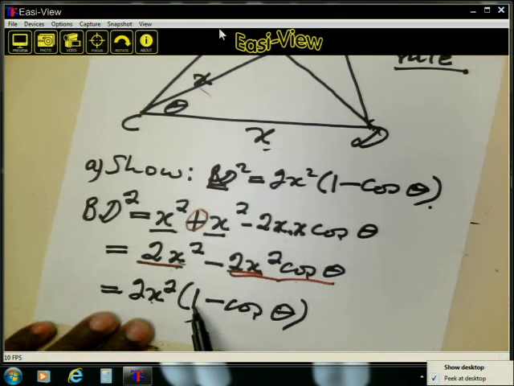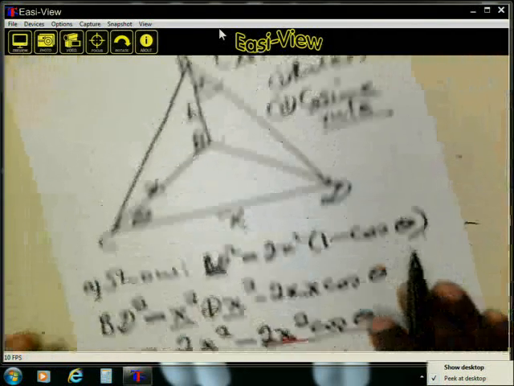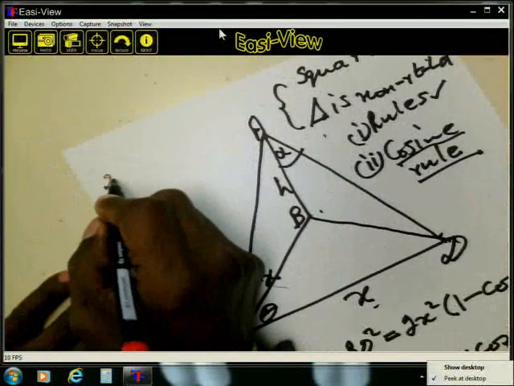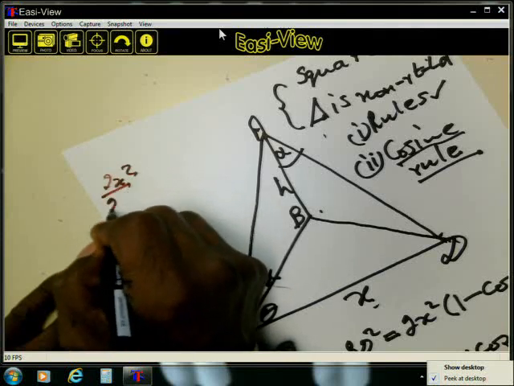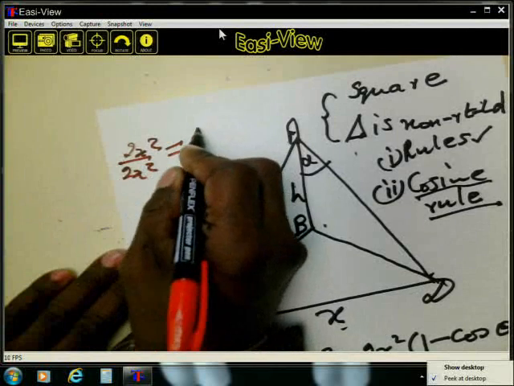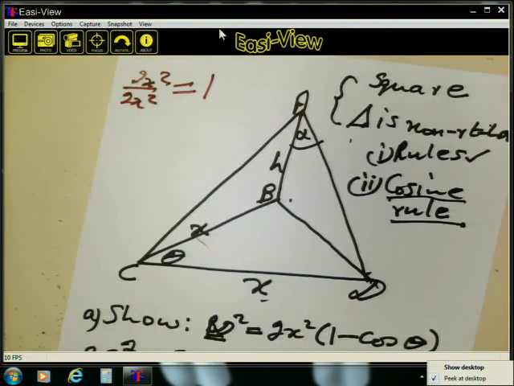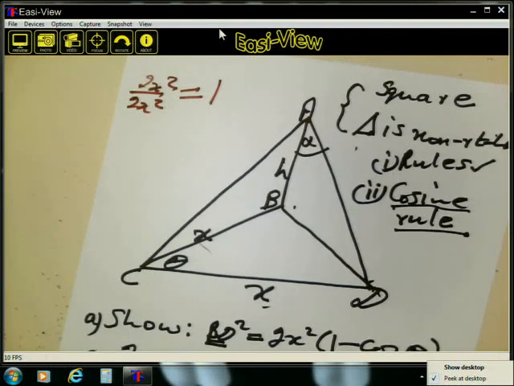And you may wonder why we have 1 here. You are actually multiplying by 2x squared divided by 2x squared, which is 1. And you know 1 is the identity element of multiplication. It does not change anything. So if I took the 2x squared out here, I also divided. That is why I was left with 1 here. And when I divide by 2x squared here, I'm left with cos theta.